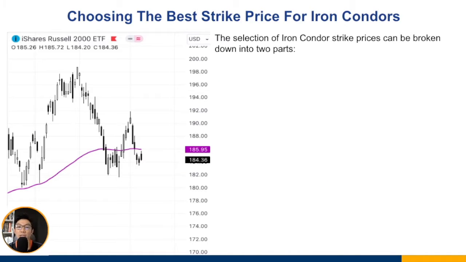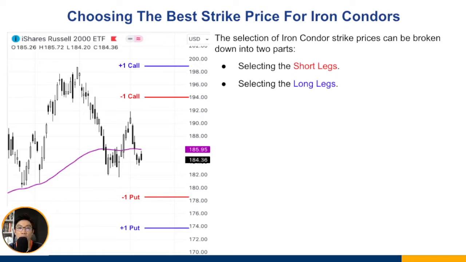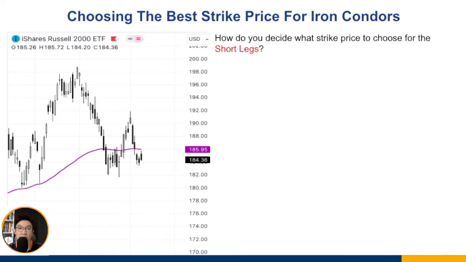Okay, so the selection of Iron Condor strike prices can be broken down into two parts. Now, the first part is in selecting the short legs, and then the second part is in selecting the long legs, which basically define the wings of the Iron Condor. All right, so let us get into the short legs first. So how do you decide what strike price to choose for the short legs?